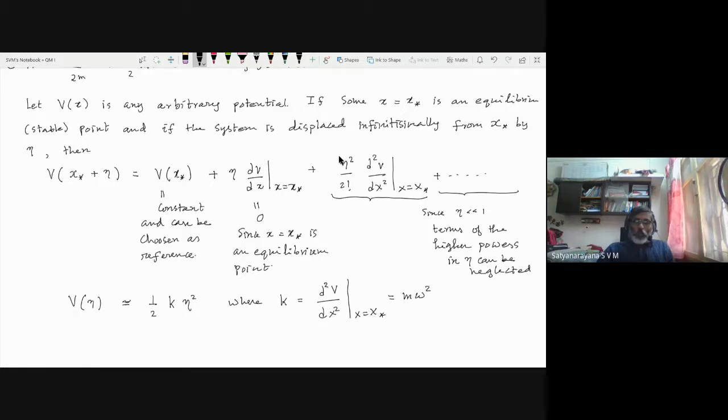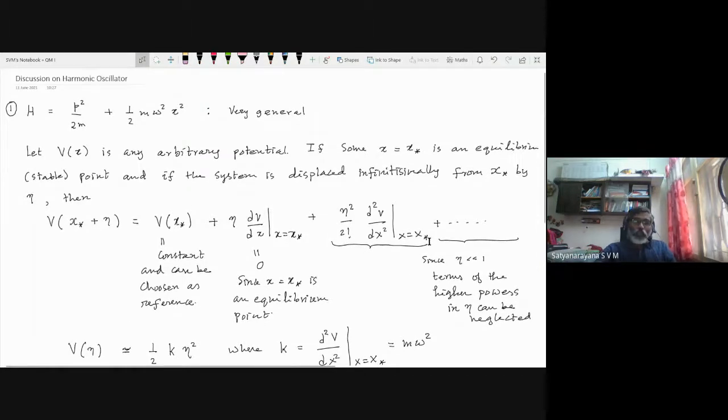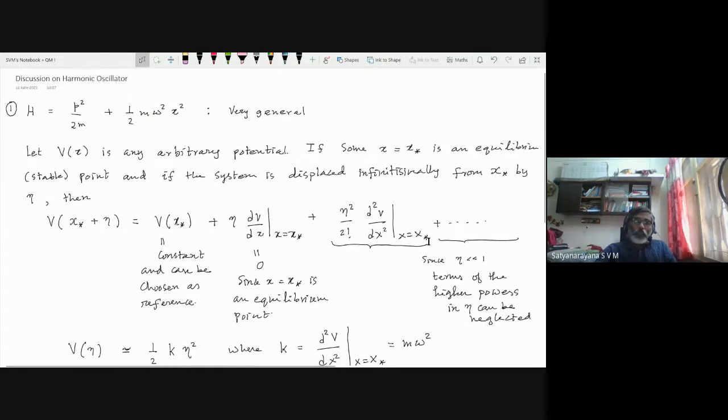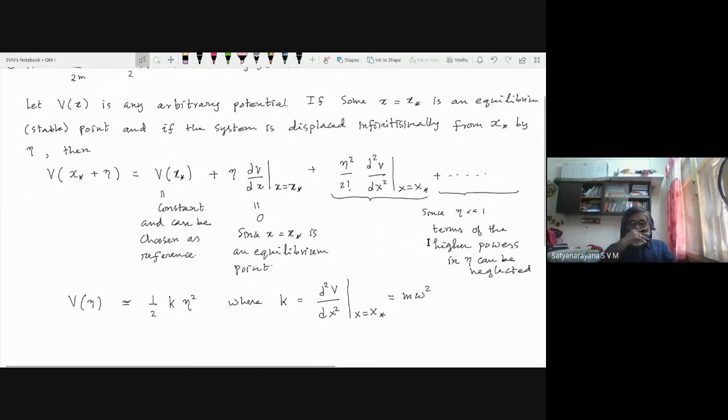Since I have done one dimension, I am just mentioning one dimension. But even if you have many degrees of freedom, such notions are applicable. I am sure you have seen this in a chapter in classical mechanics called small oscillations. So this is my first point, that it is a very general problem which is applicable in every potential.